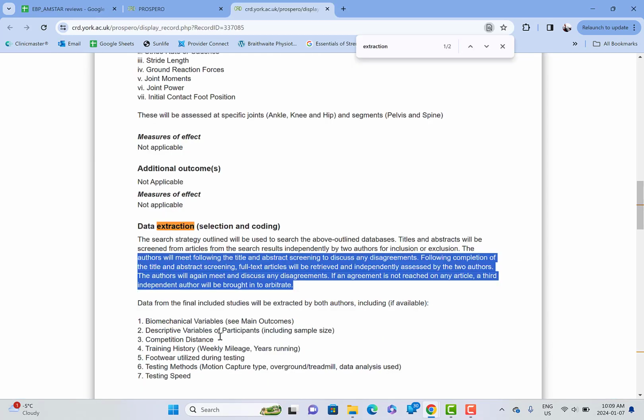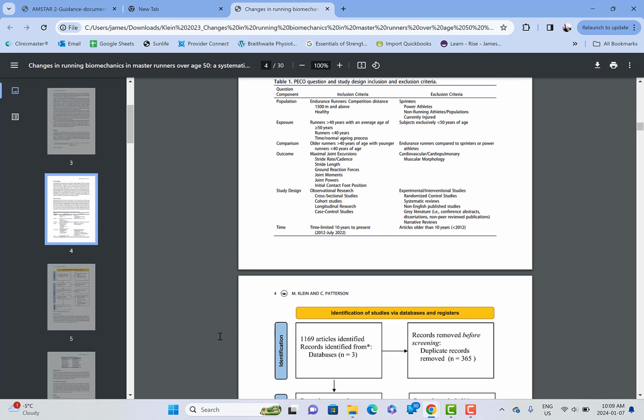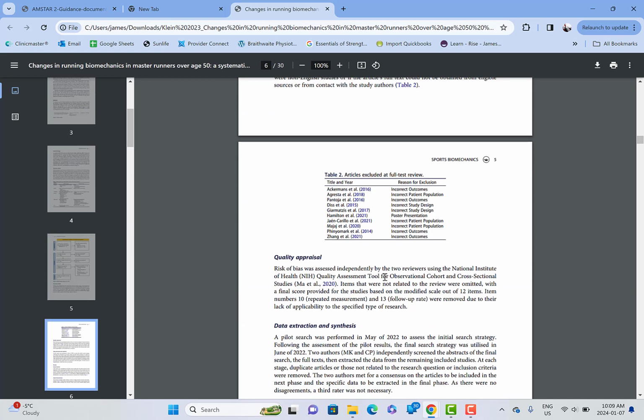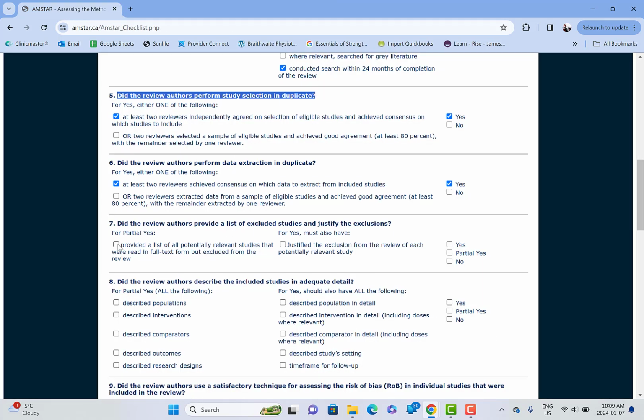Question 7 of our AMSTAR tool asks us, did the authors provide a list of excluded studies and justify their exclusion? So what studies didn't they read in detail and include in their systematic review, and why not? And yes, we can see here on page 5 on this table, they've got this nice little list of articles that they didn't include in the review, and with some reasons there for exclusion.